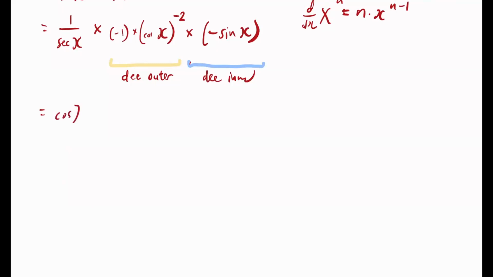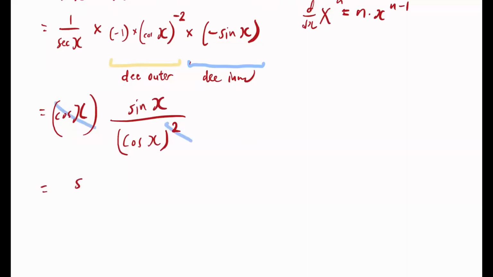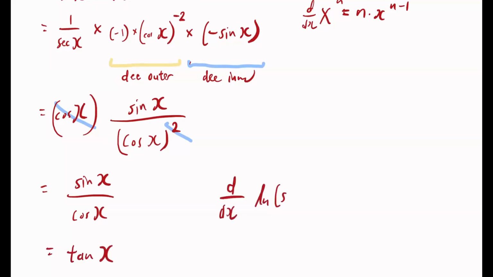Okay, cosine x, right? So let's calculate the rest. Minus cancels away, becomes positive. Tangent x: the cosine x squared goes to the bottom, the sine x goes on top. What cancels away? Cosine x cancels away, one copy. You're left with sine x on top, cos x below, which is equal to tangent x. So the conclusion: the derivative of the ln of secant x equals tangent x.